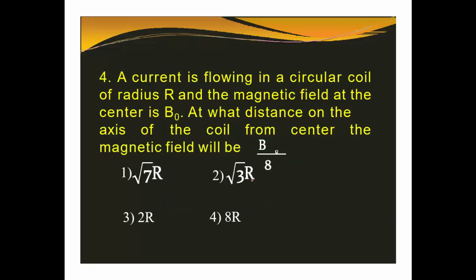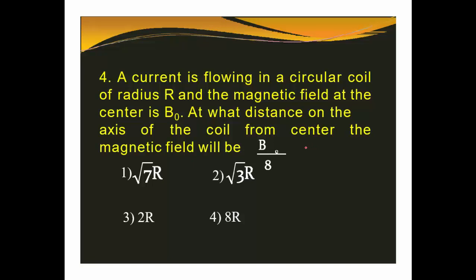So the option is 2B. After this we go for the next question. Fourth question. A current is flowing in a circular coil of radius r and the magnetic field at the center is B naught. Radius is r. At what distance on the axis of the coil from the center will the magnetic field be B naught by 8?